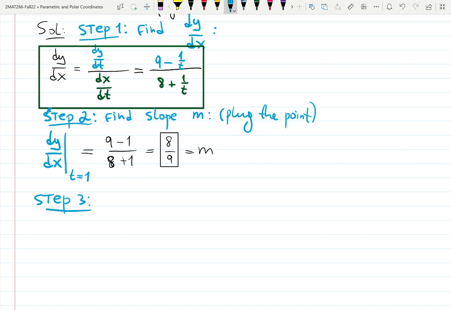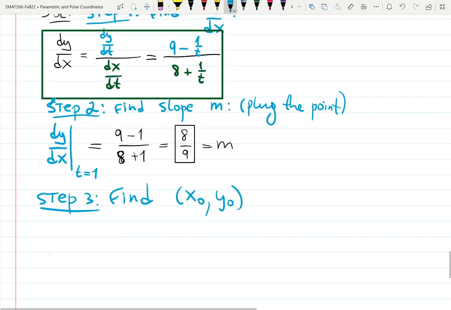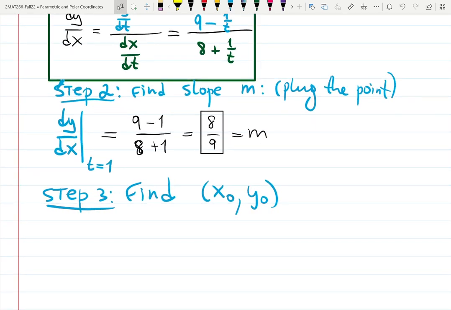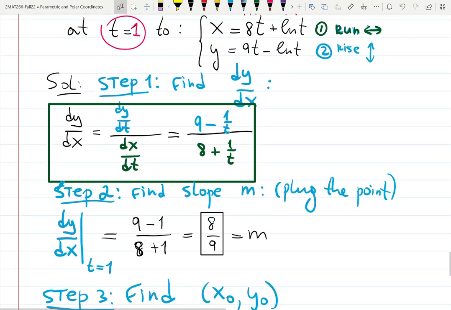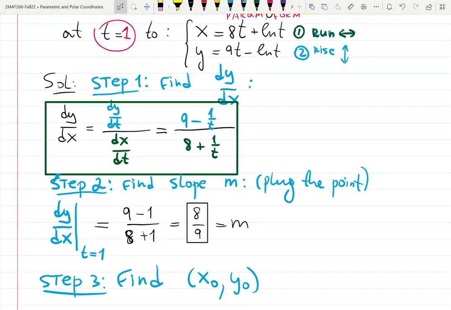We need a point. Find x sub 0, y sub 0 if it's not given. Sometimes we give it to you, sometimes not. If we gave you, find the equation of a tangent line to the curve at 5, 7. Well, that's the one that's given. But we did not give it to you. We gave it to you as t equals 1. So what should we do then?